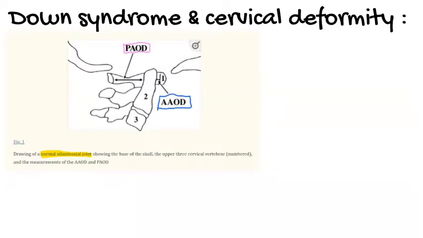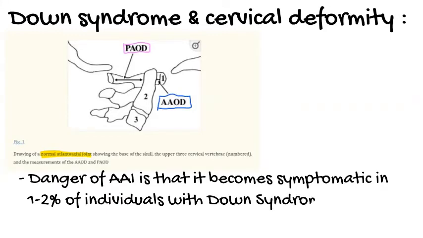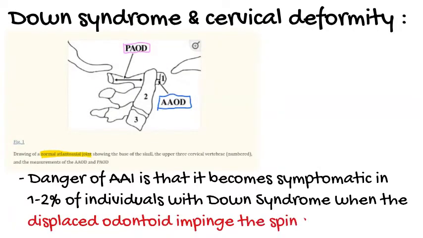This figure shows the drawing of a normal atlantoaxial joint showing the base of the skull, the upper 3 cervical vertebrae, and the measurement of AAOD, anterior atlanto-odontoid distance, and PAOD, posterior atlanto-odontoid distance. The danger of AAI, atlantoaxial instability, is that it becomes symptomatic in 1 to 2% of individuals with Down syndrome when the displaced odontoid impinges on the spinal cord.